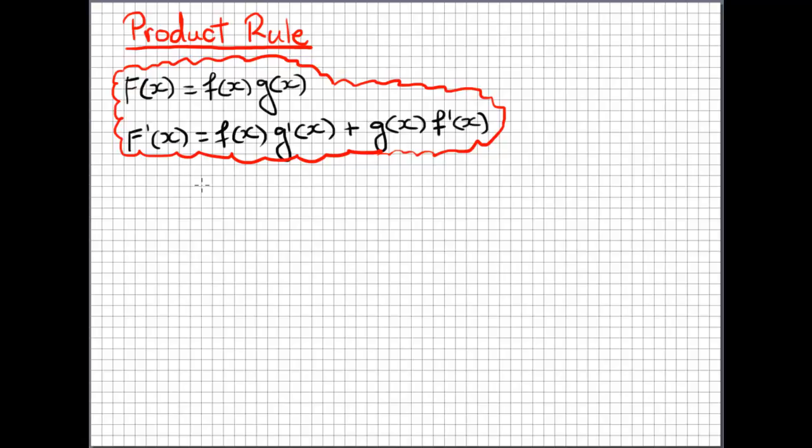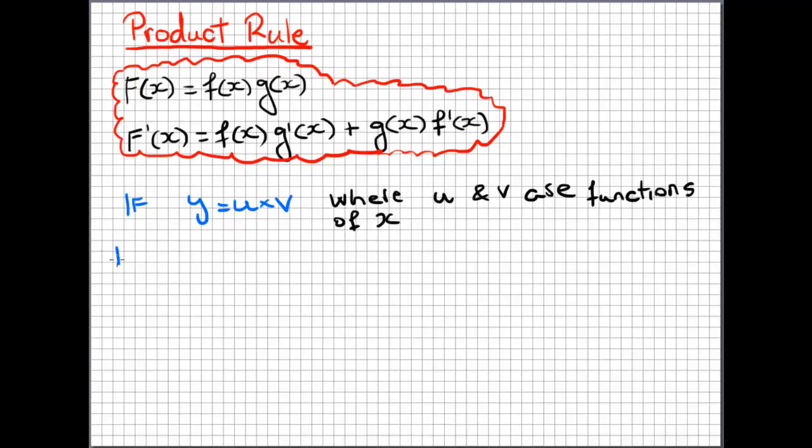Also, we can write this in another manner. If y equals u times v, where u and v are functions of x, then dy/dx equals u times dv/dx plus v times du/dx.